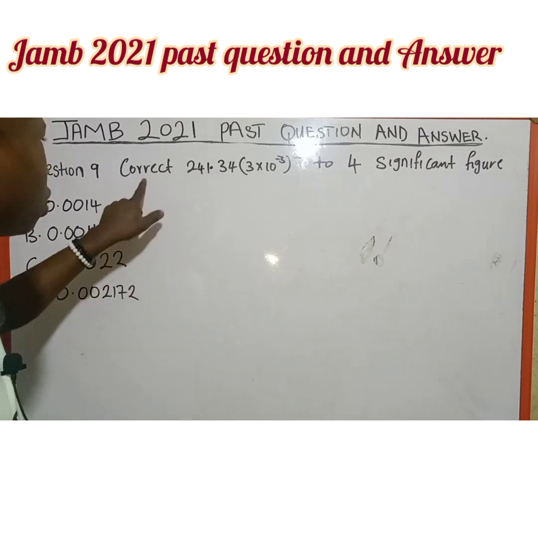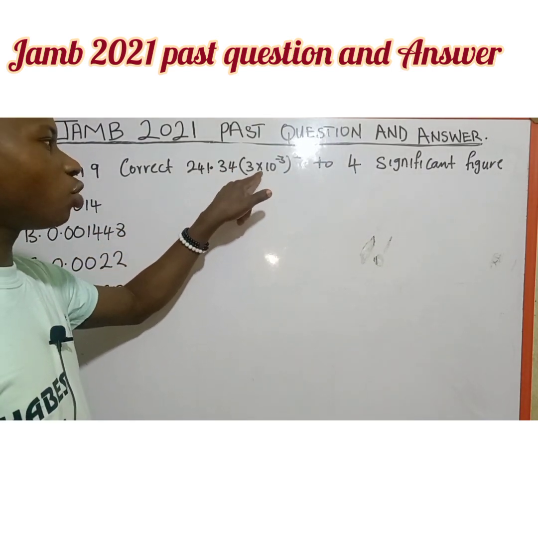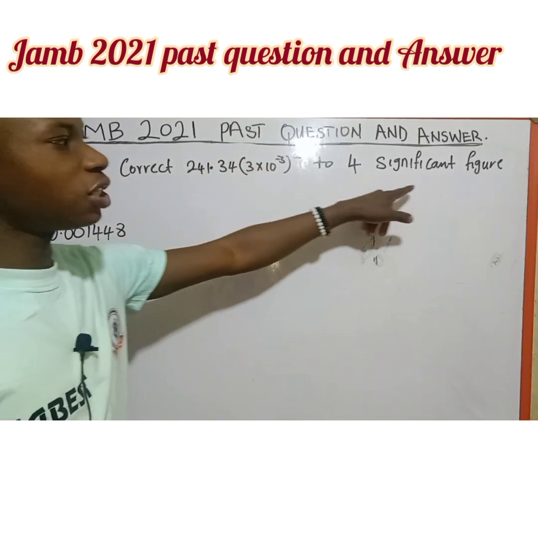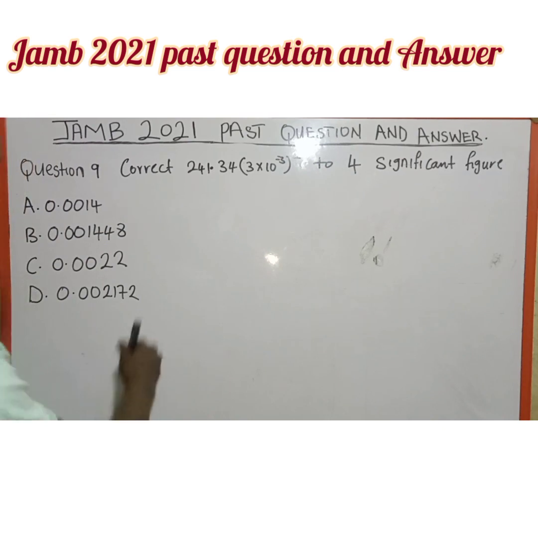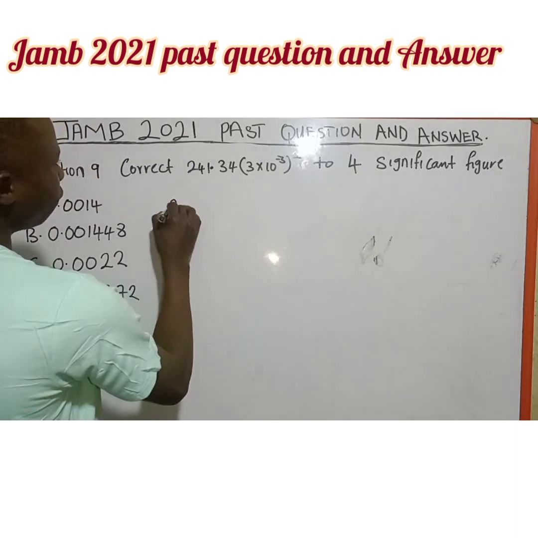And the question reads, correct 241.34 multiplied by 3 multiplied by 10 to the power of negative 3, all squared, to 4 significant figures. And we have been given these available options A to D. So let us solve and pick the correct answer.